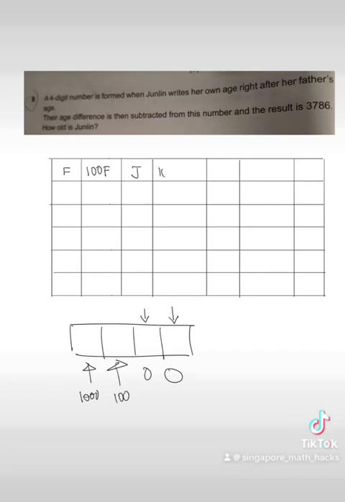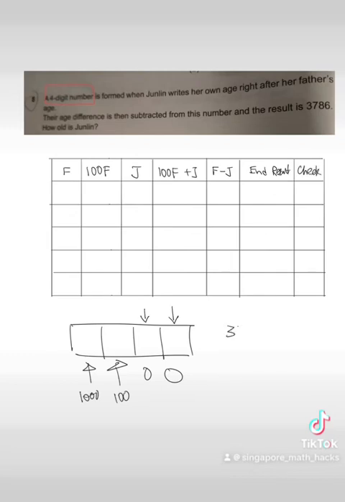Next, we'll add up the value of these two numbers, 100F plus Jinlin's age. The purpose of this column is to give us the value of the 4-digit number. The next column will be the age difference between father and Jinlin, followed by the end result, and then a check column.